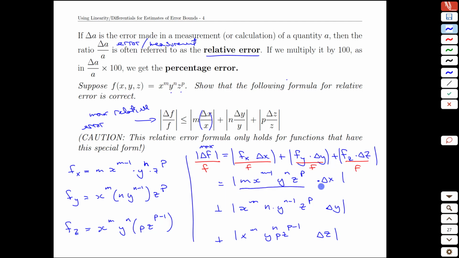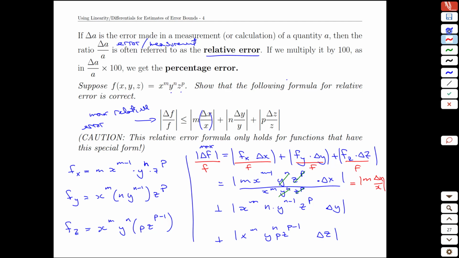But if we do that, what we end up dividing through by is, what's f? f is x to the m, y to the n, and z to the p. And notice what happens to most of these terms. The z's cancel, the y's cancel, almost all of the x's cancel, but we still have an m. So what do we get here for this one term? We have an m, we have a delta x, and if we look at the powers of x, there's one higher power of x in the denominator. Ta-da! We end up with relative error in x.